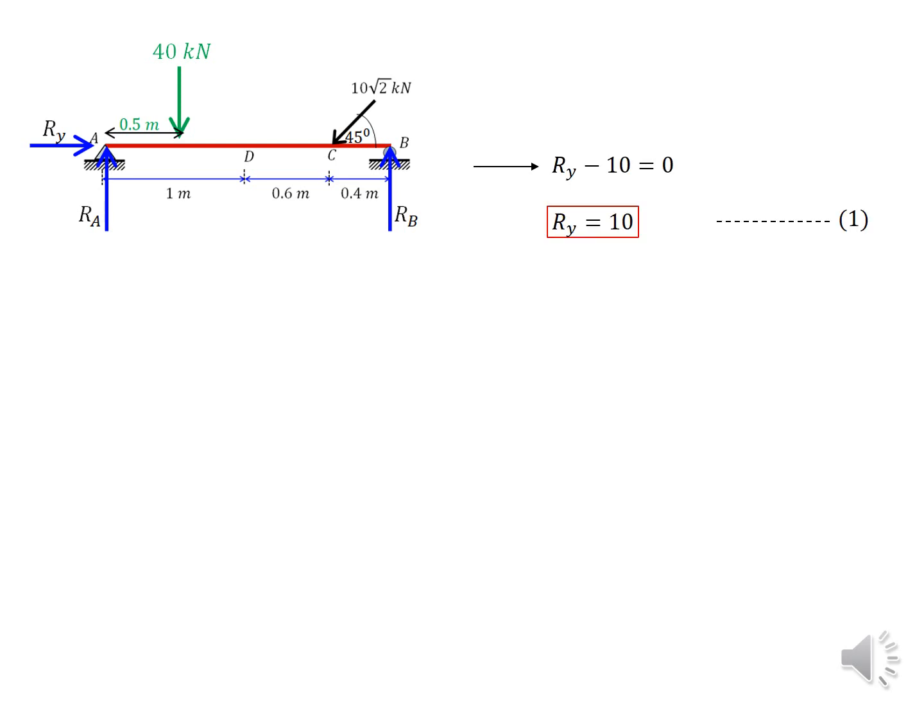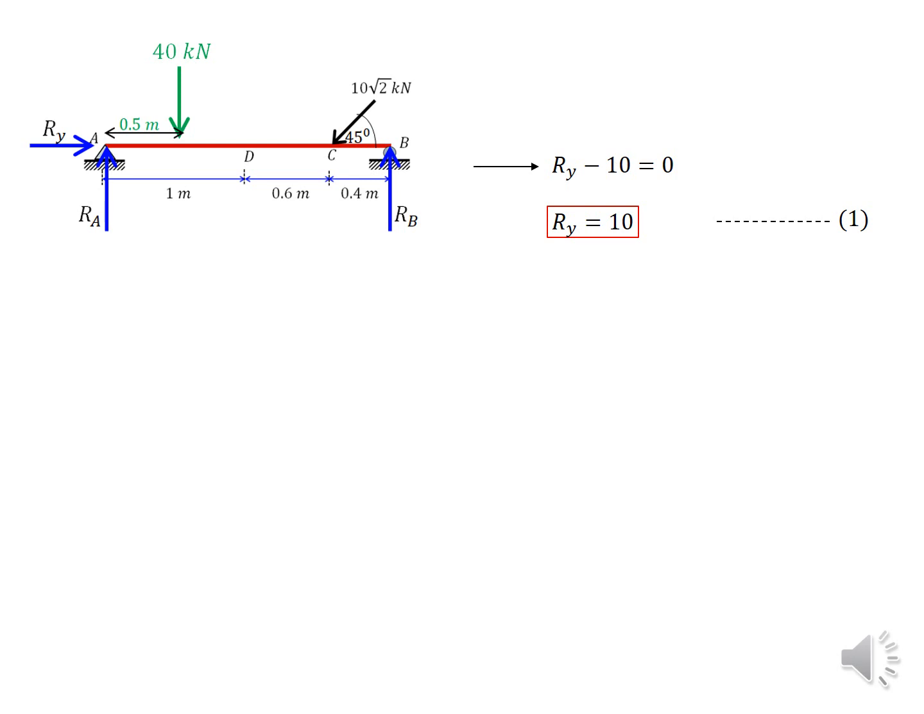Here Ry is a horizontal load acting towards the arrow that I marked in the equation, which is a positive value. And at C you can find a force component acting horizontally, that is 10 root 2 times cos 45. It will end up with 10 kilonewtons. So that is applied against the arrow that I marked in the equation, which means it's a minus 10. Those are the only two external loads I can see in this beam.